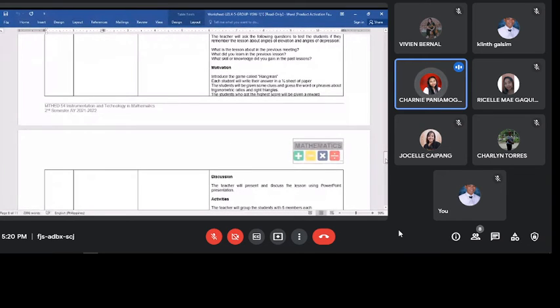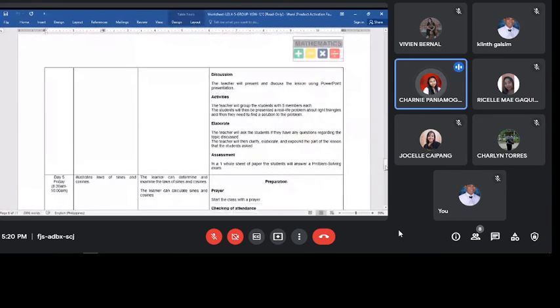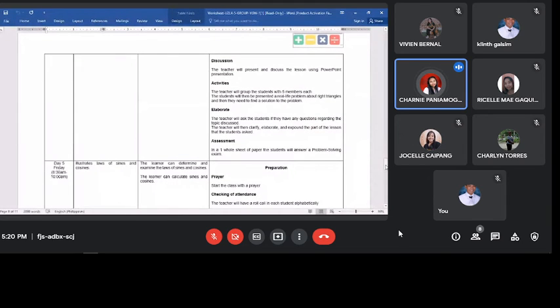For the discussion, the teacher will present and discuss the lesson using the PowerPoint presentation. And for the activities, the teacher will group the students with 5 members each. Then the students will present a real-life problem about right triangles, and they need to find a solution to the problem. For further elaboration, the teacher will ask the students if they have any questions regarding the topic discussed. The teacher will then clarify, elaborate, and expound the part of the lesson that the students asked about.